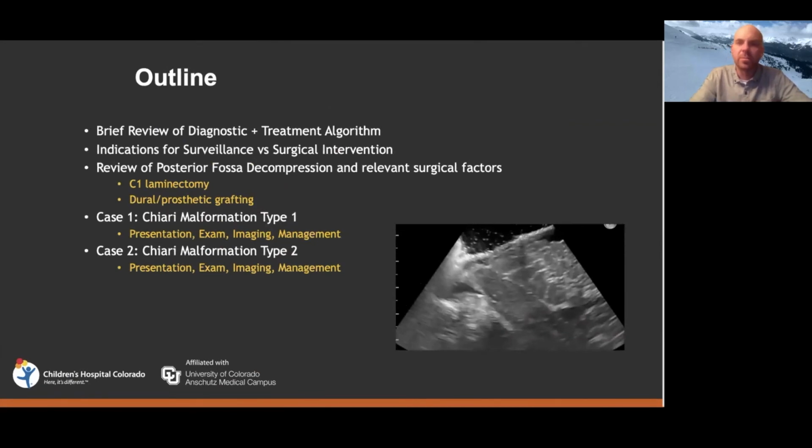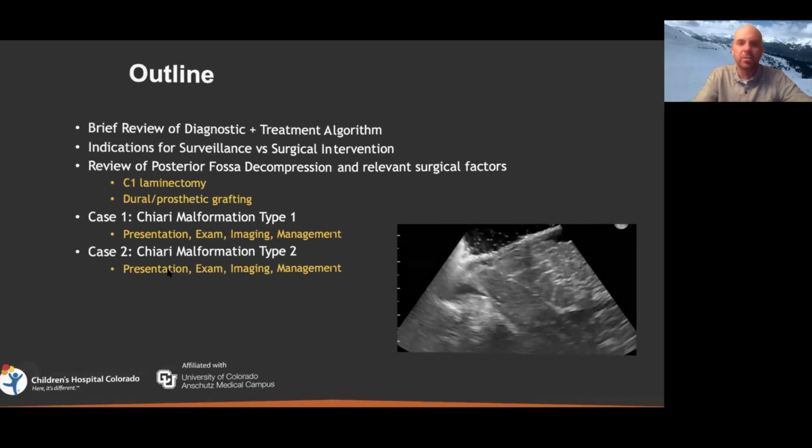So sort of in terms of the outline process, we've kind of gone through these different steps. We've talked about the factors that lead us to intervene or to keep surveilling, what decompression involves and what some of the factors that help us make decisions around what we're going to do are, and then used examples of both Chiari 1 and Chiari 2.